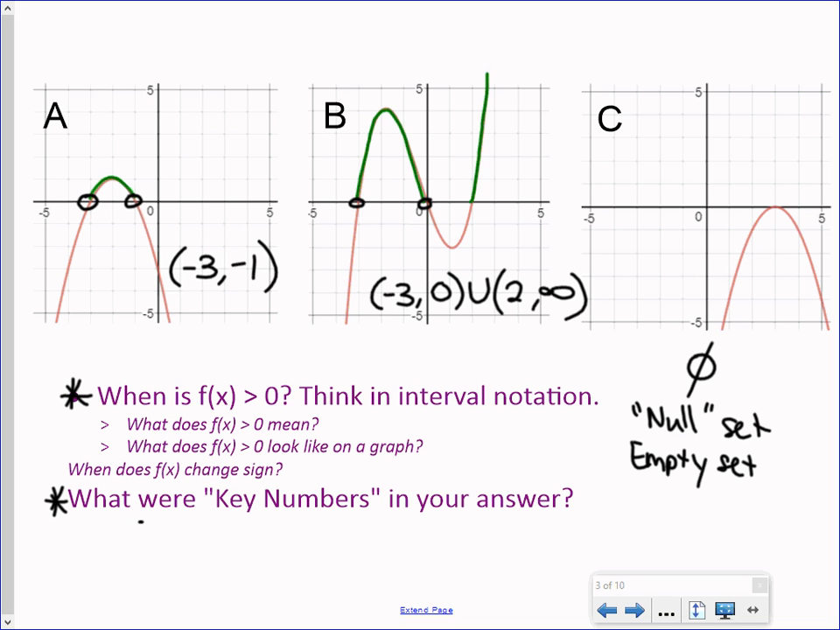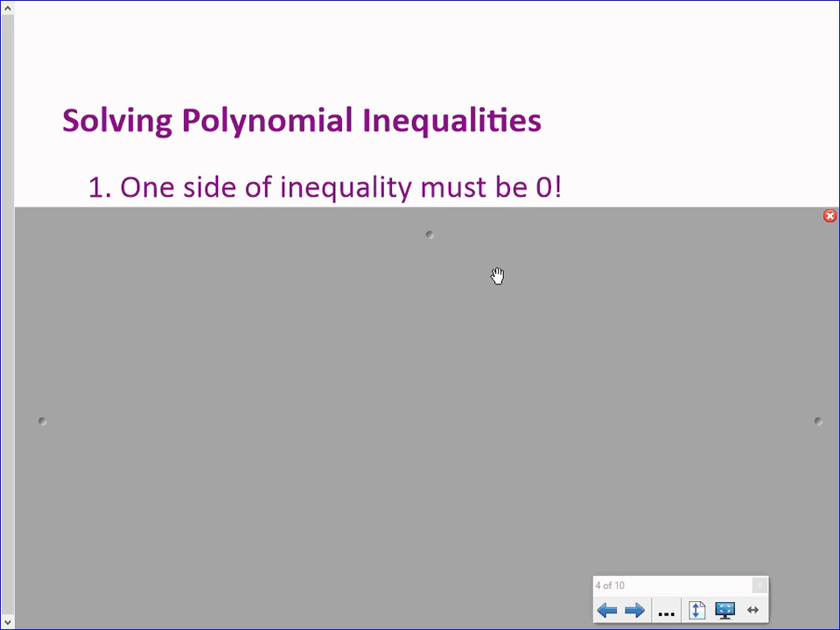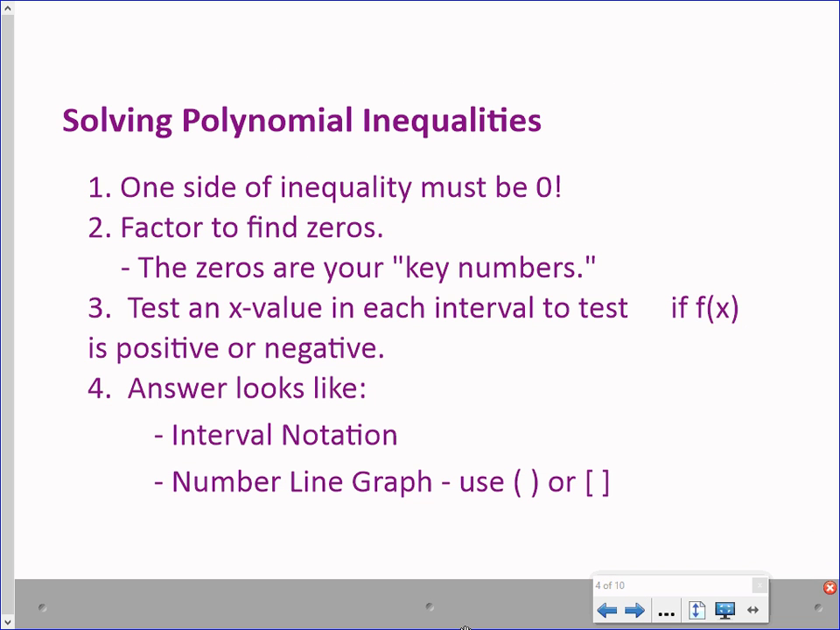Now, what were the key numbers that popped up in your interval notation? What are they on the graphs? Very good, x-intercepts. So think about that. At x-intercepts, those are the locations where you can cross the axis and your y can change from negative to positive or positive to negative in a polynomial. So those are going to be what we call key numbers. I'll give you a minute to jot down the steps for solving polynomial inequalities. Then we'll run through them together and we will do an example.